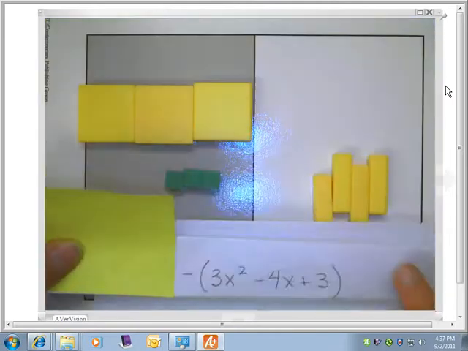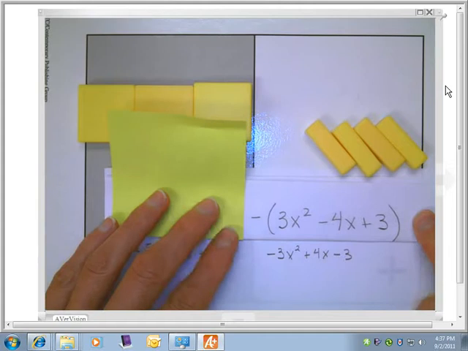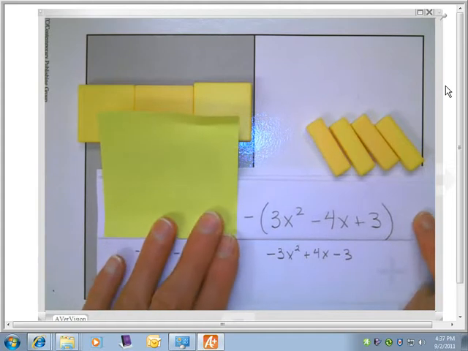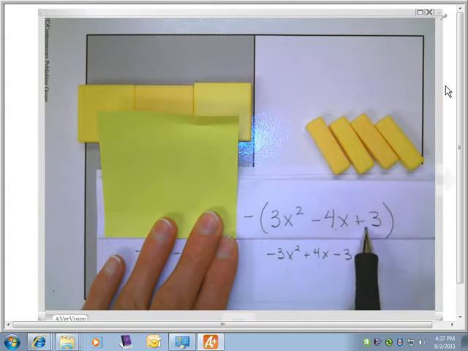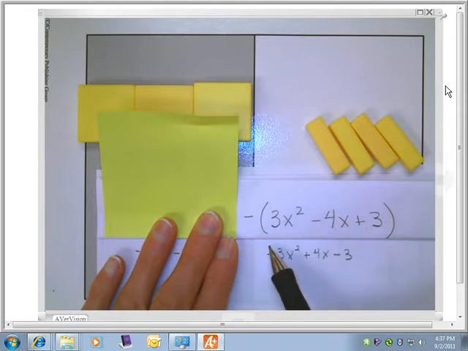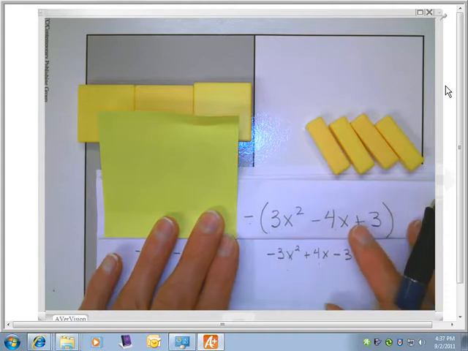Okay, let's compare what we did up here to what happened. My positive became a negative. My negative became a positive. And my positive became a negative. So they switched. Okay, all my signs switched. Notice also the way I wrote it, I no longer have the parentheses. I essentially distributed a negative 1 through the entire polynomial.